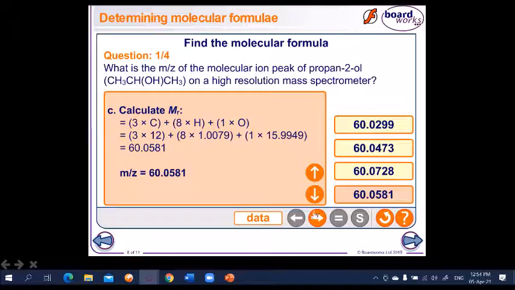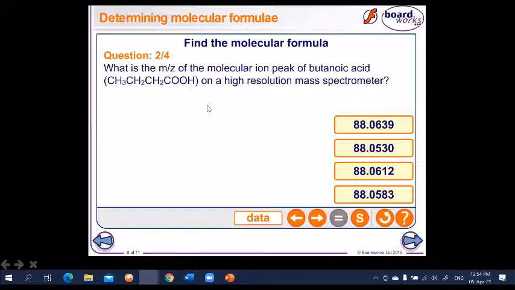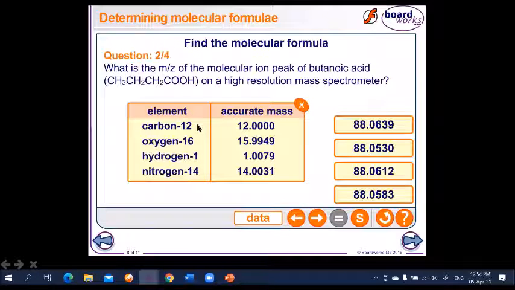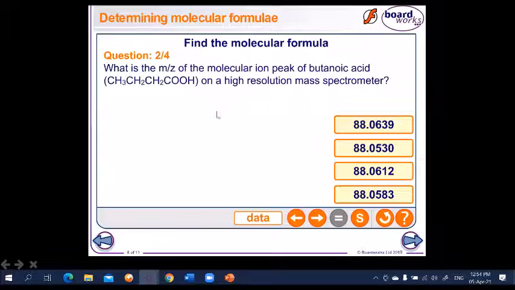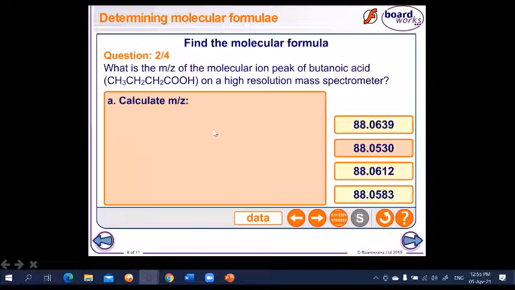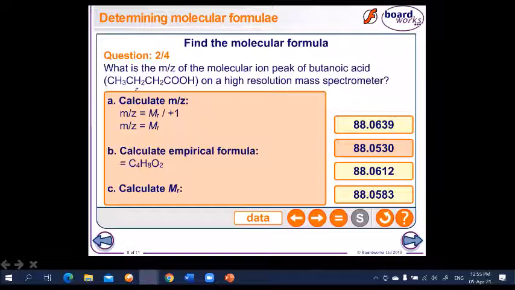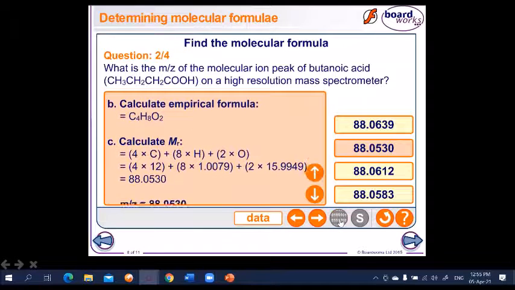But now, let's do another one. Butanoic acid. This is just from the periodic table. Let's see, butanoic acid: it's 1, 2, 3, 4 carbons, H, and O2. So basically, all you are doing for Mr is getting your molecular mass. That's not so hard.